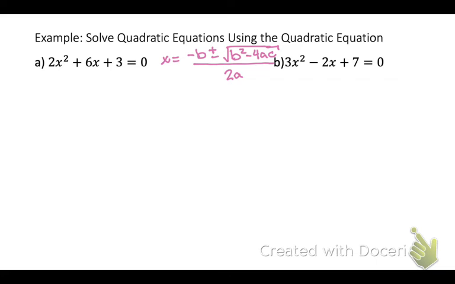You guys want to try again on your own? Yeah. So in this one, is it going to be negative 6 or positive 6? It's going to be negative because it's always the opposite sign. So that negative b just means opposite sign.